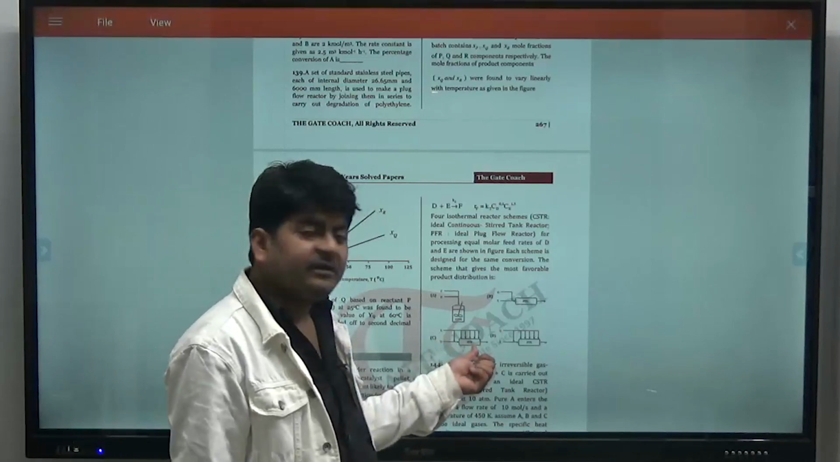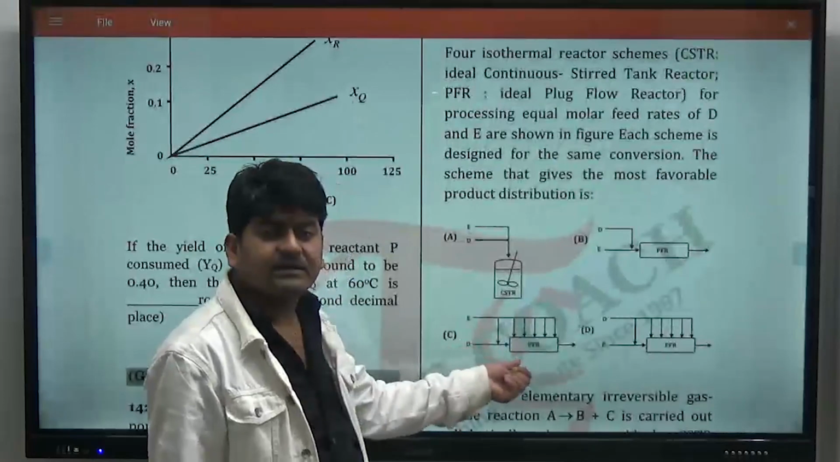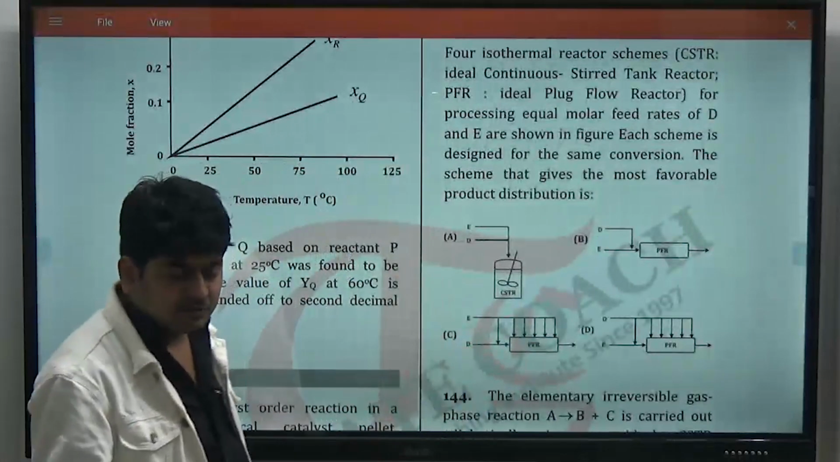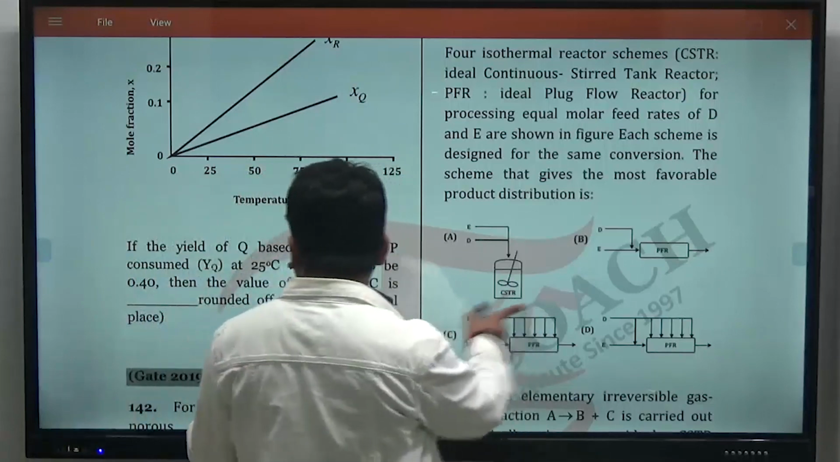High CD means D will go in PFR, low CE means E will go like this. So option C will be the correct answer. Okay, so that's how you can solve such questions. Easy ones, not a big deal.